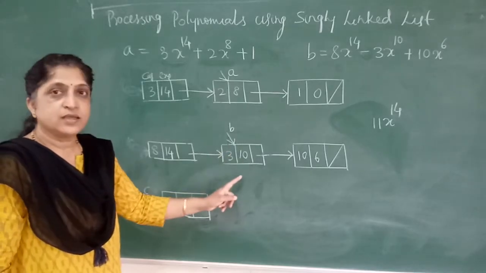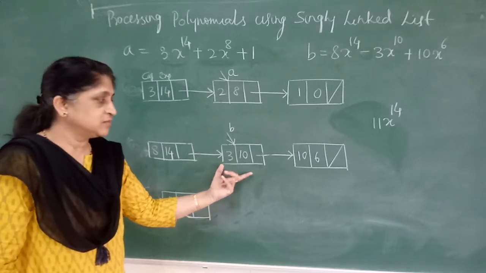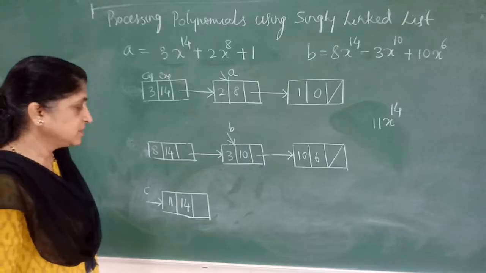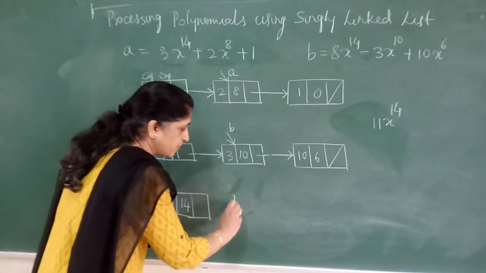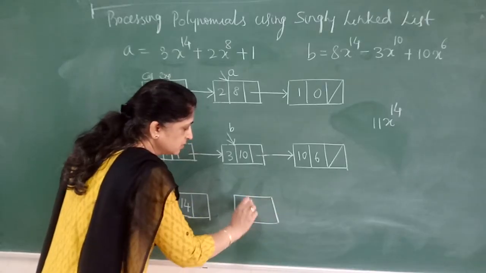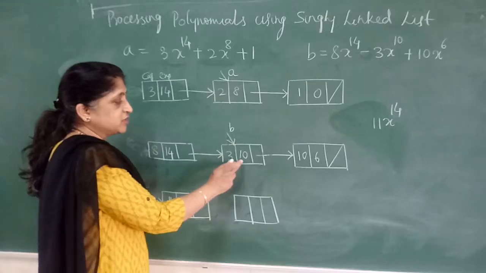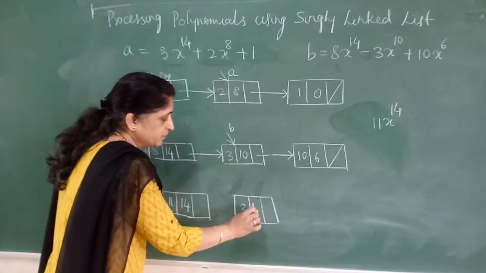The exponent 10 is higher, so we have to add this term, or we have to append this term to the sum polynomial. Again, make the get node operation, that is perform malloc in C if you are performing, then get the node here, then in this node add this term, that is coefficient 3 and x to the power 10, that is exponent is 10, 3, 10.